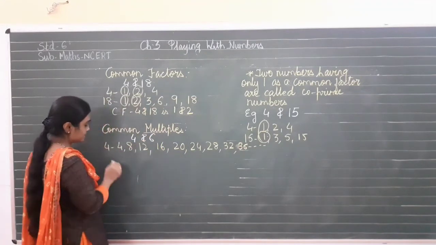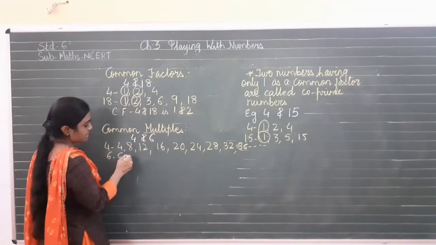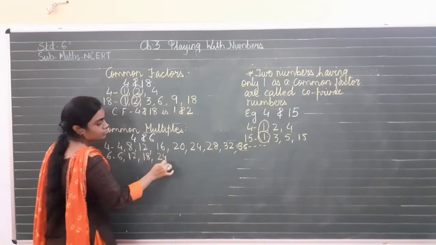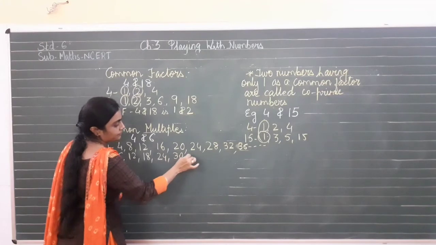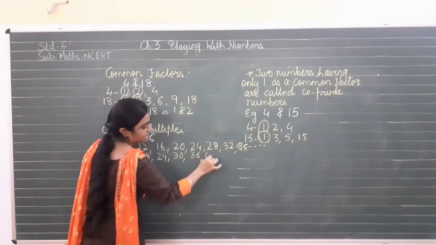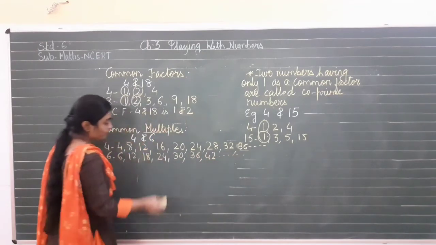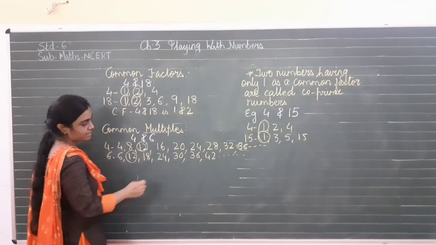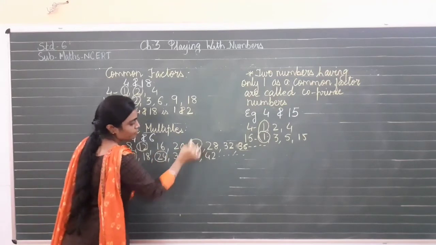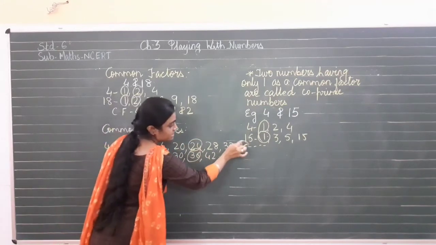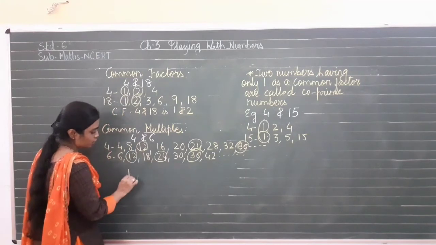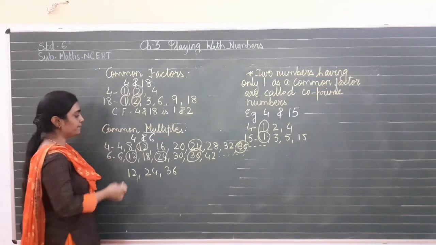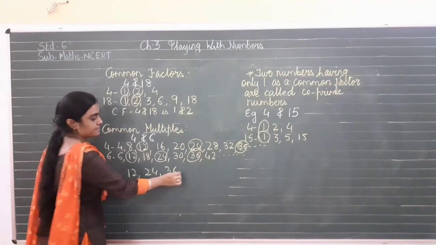Now let us take 6. 6 1s are 6, 6 2s are 12, 6 3s are 18, 6 4s are 24, 6 5s are 30, 6 6s are 36, 6 7s are 42. Now from this, 12 is seen in both the numbers, 24 is seen in both the numbers, and 36 is also seen. So 12, 24 and 36 are the common multiples of 4 and 6.